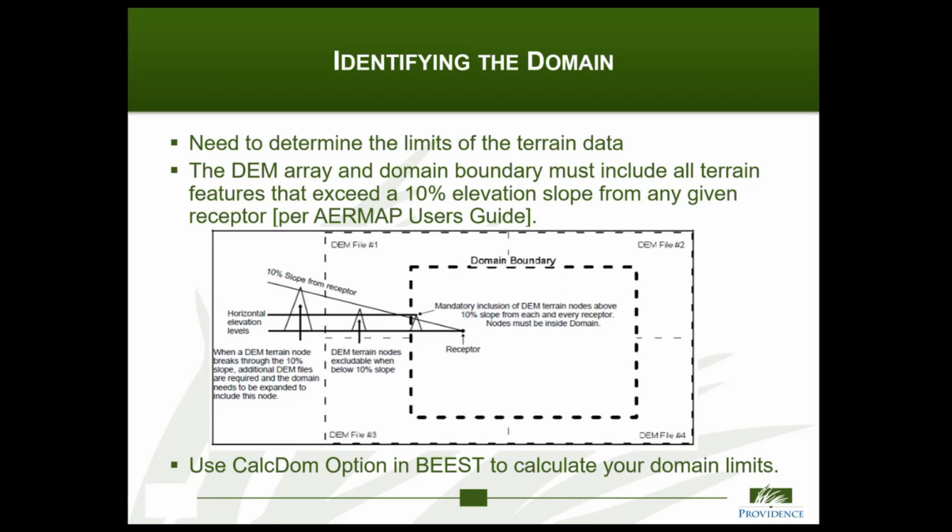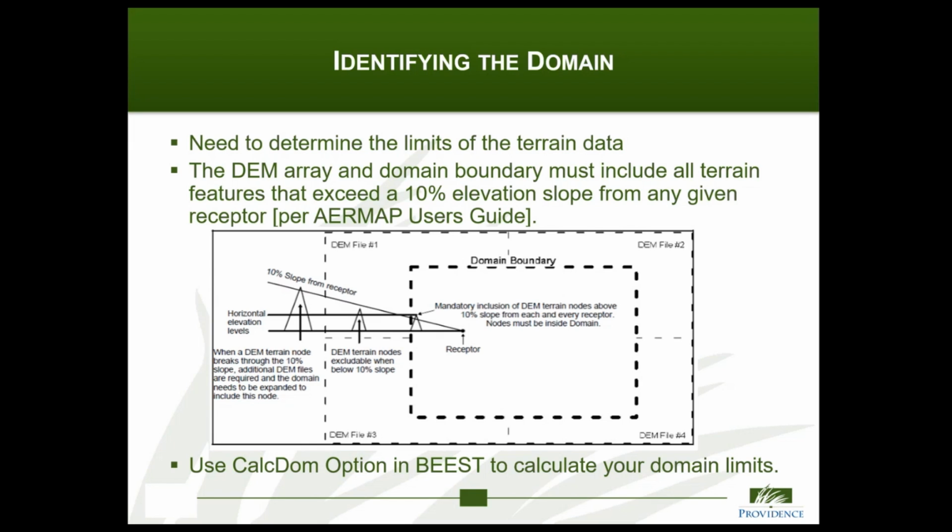Okay, the first thing we need to do in this process for Aermap is to identify the domain. The domain is the area where all of our receptors are located. And then in addition, the Aermap user manual says the DEM array and domain boundary must include all terrain features that exceed a 10% elevation slope from any receptor.